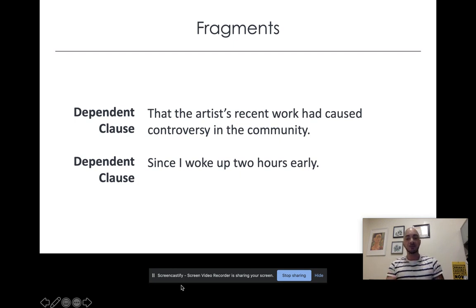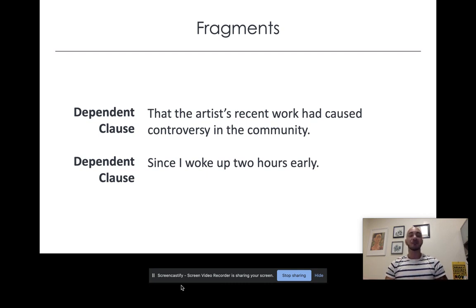And thinking back to our video on clauses and conjunctions, what subordinating conjunctions do is they create conditions. And if those conditions are not answered, then you don't have a complete sentence on your hands. So, that artist's recent work had caused controversy in the community. Not a complete sentence. We could get rid of that and just begin it with the, and then it would be a complete sentence. Or we can add something to it.